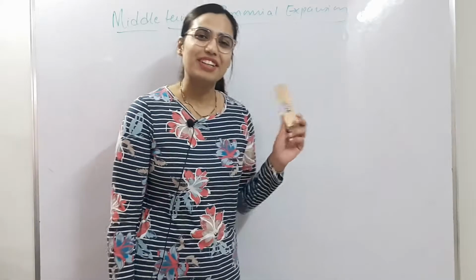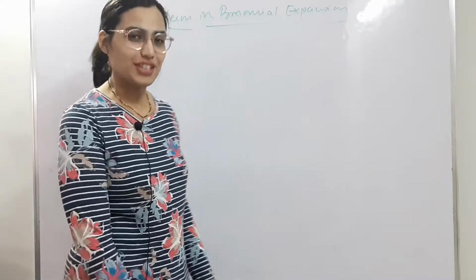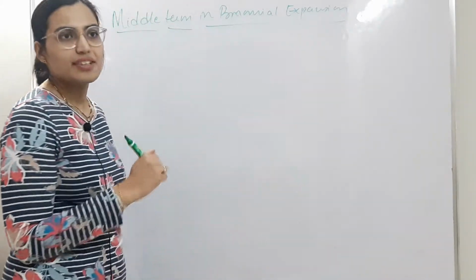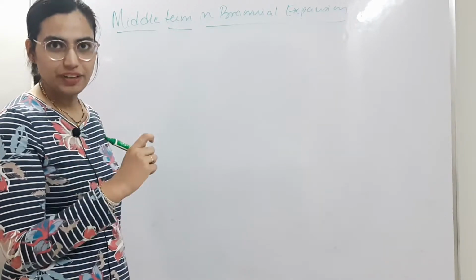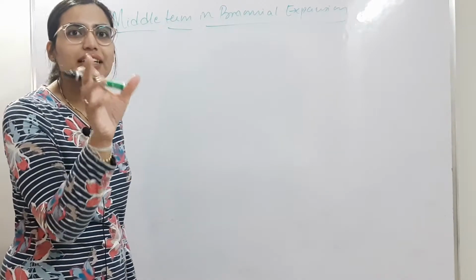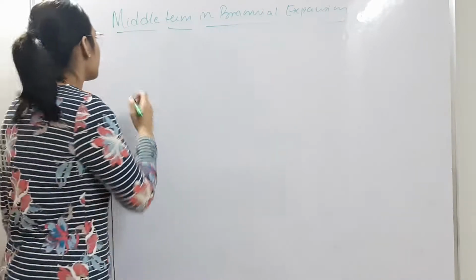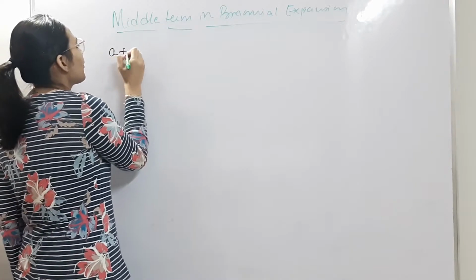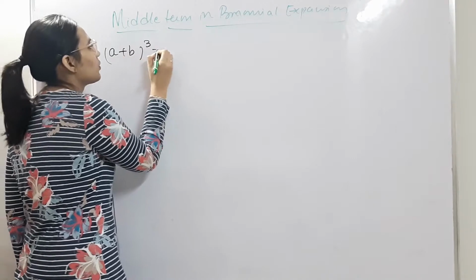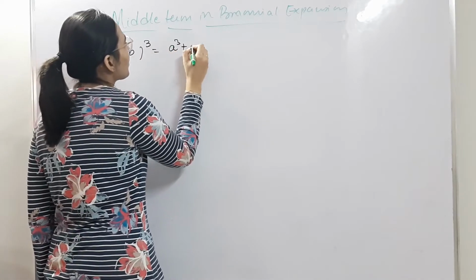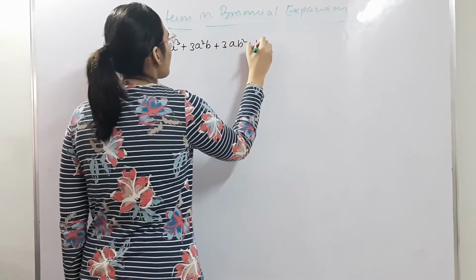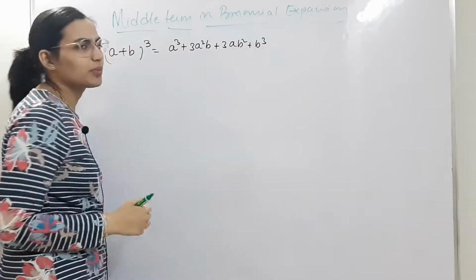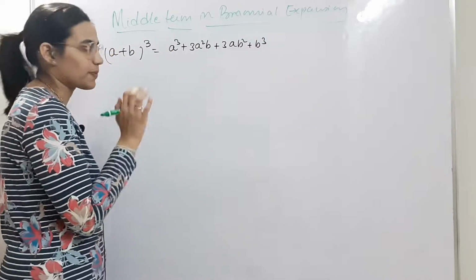Now let's jump directly into the first topic of this video, that is middle term. So what exactly is the middle term? It's nothing but we need to find the middle term in a binomial expansion. For example, if I say (a + b)^3, what is the formula? a^3 + 3a^2 b + 3ab^2 + b^3. You can apply binomial theorem, you know the formula, just expand.